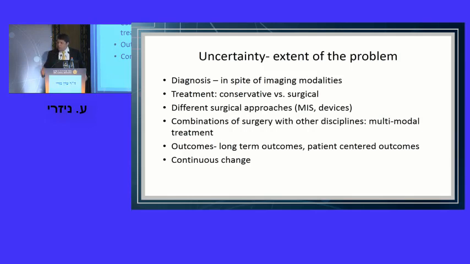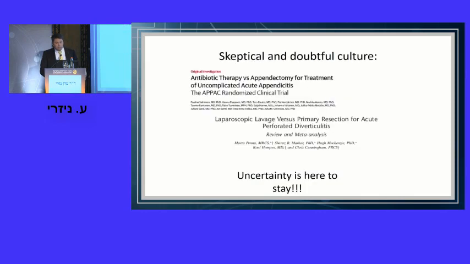And things are worse when we tend to combine different surgical modalities like chemotherapy and radiotherapy. We are on uncertain conditions. And regarding outcomes, many procedures that we make, we don't know enough about long-term outcomes and about patient-centered outcomes. And all this uncertainty continues to evolve because we are living in an environment of continuous change.